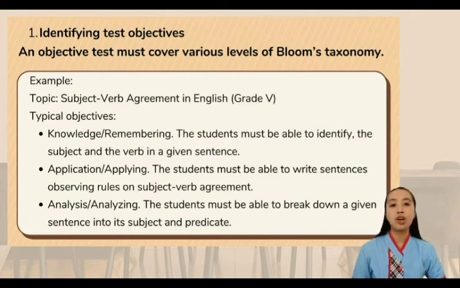For application or applying, the students must be able to write sentences observing rules on the subject-verb agreement. For analysis or analyzing, the students must be able to break down a given sentence into its subject and predicate. For evaluation or evaluating, the students must be able to evaluate whether or not a sentence observes rules on subject-verb agreement. And for synthesis or creating, the students must be able to formulate rules to be followed regarding subject-verb agreement.